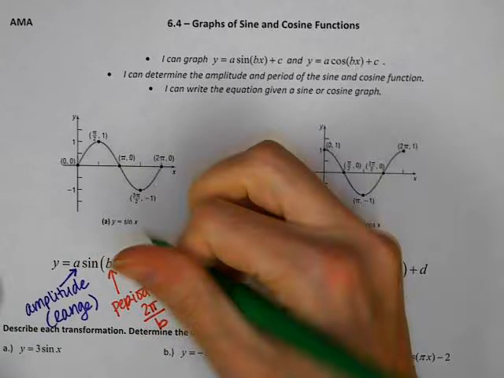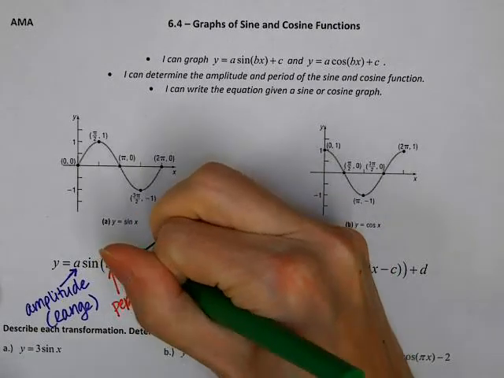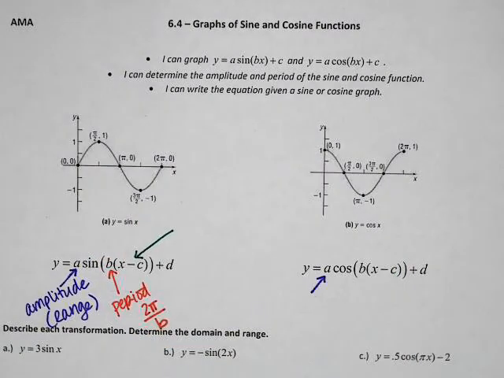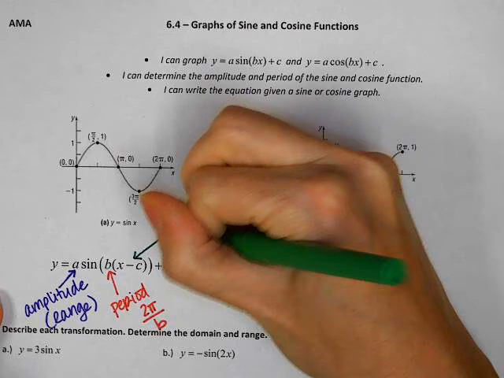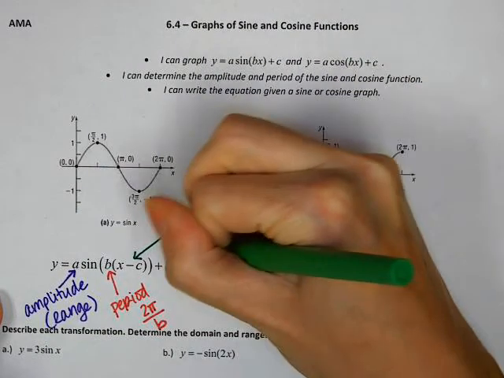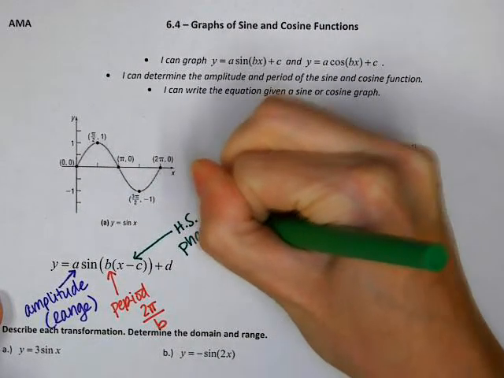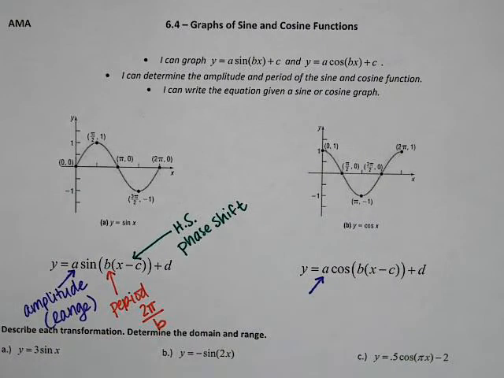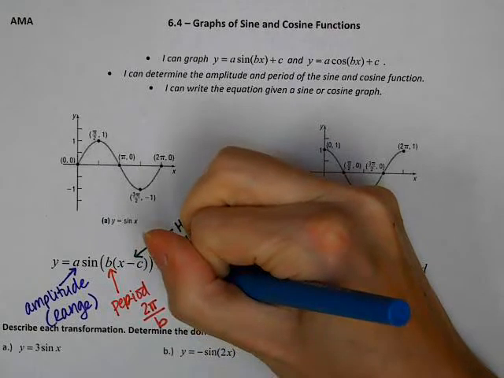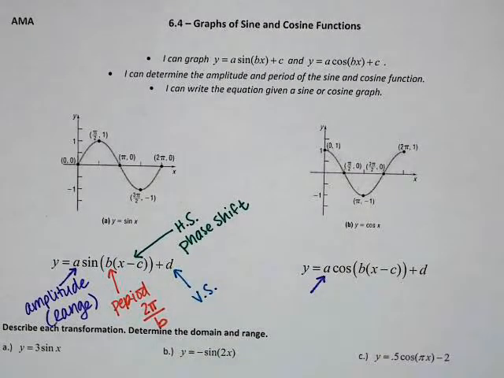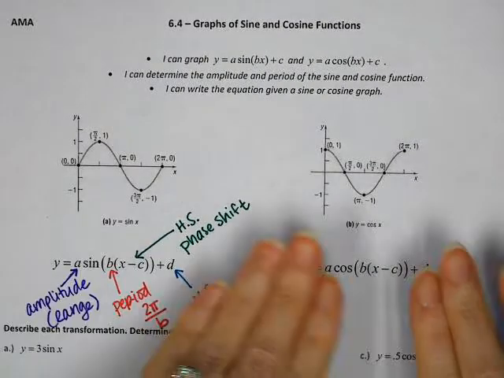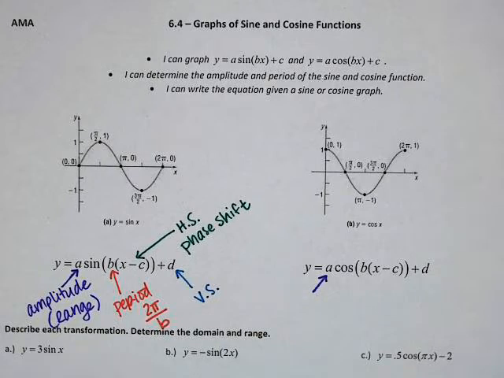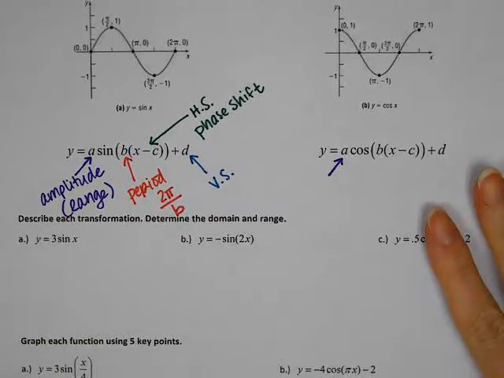All right, moving on. The c, or the number with the x, would be a horizontal shift. A lot of people call this a phase shift. And that'll tell you obviously if it shifts left or right. And then lastly, the D is going to be the vertical shift. And again, the same things apply to cosine. All right, let's try some.